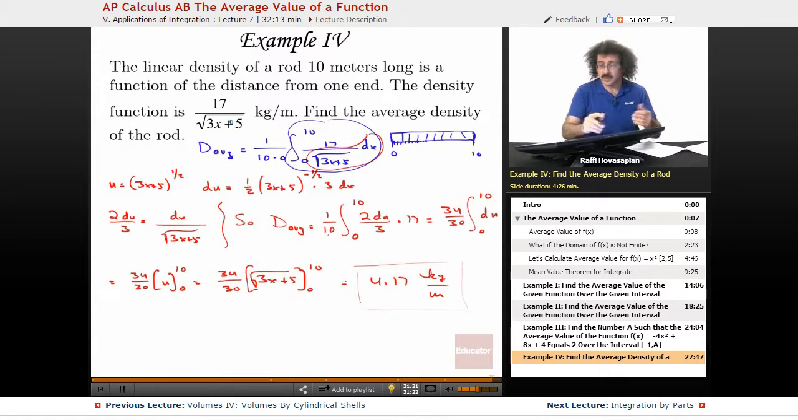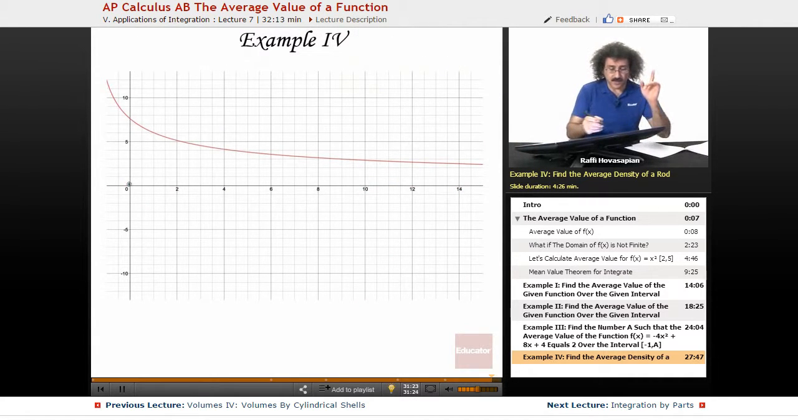They've given you a function. All this means is that when we move from 0 to 10, this is the density. As you move along the rod, it's more dense here towards the left end of the rod. As you move to the right, the density starts to decrease. That's all that's going on here. The average density is going to be the average value of the function. That is all.